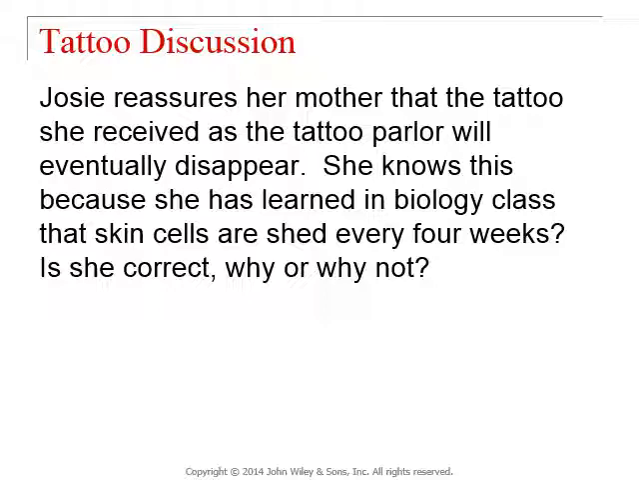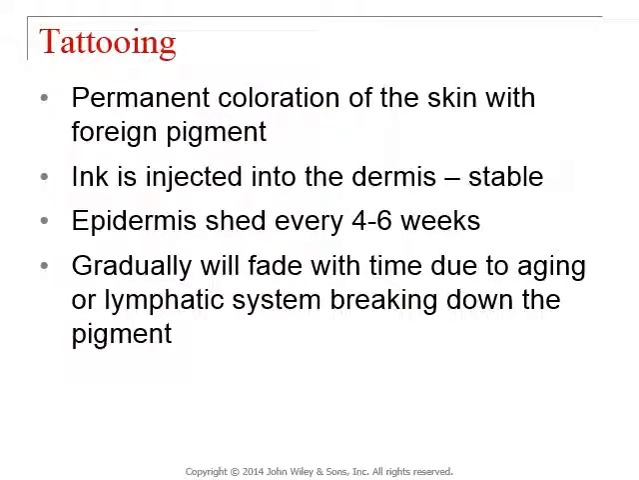Now again, the tattoo may change in time, very simply because your body may actually attack the dye itself, because it's a foreign substance, so white blood cells may continue to diminish the actual ink, so it may change over time, but that tattoo for the most part will stay there. So as you know from tattooing, there's a permanent coloration of the skin with a foreign pigment. The ink is injected into the dermis and stays relatively stable. We know the epidermis will shed once every 4 to 6 weeks, so the pigmentation will eventually gradually fade with time, but the lymphatic system will break down the pigment on its own.